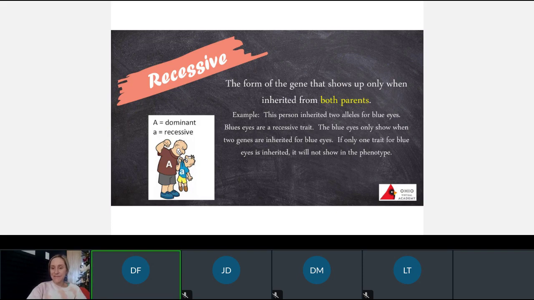Recessive, the form of the gene that shows up only when inherited from both parents. Example, this person inherited two alleles for blue eyes. Blue eyes are a recessive trait. The blue eyes only show when two genes are inherited for blue eyes. If only one trait for blue eyes is inherited, it will not show in the phenotype.